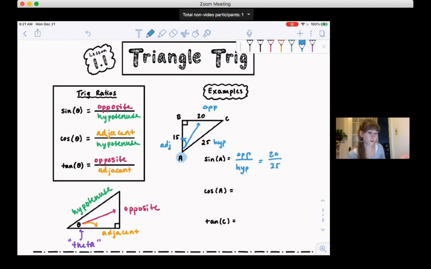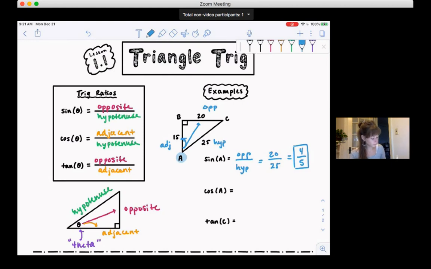We can leave it as a fraction, that's totally fine. But this fraction we could simplify. We can divide 20 and 25 by 5. 20 divided by 5 is 4, and 25 divided by 5 is 5. So our simplified answer is 4/5.